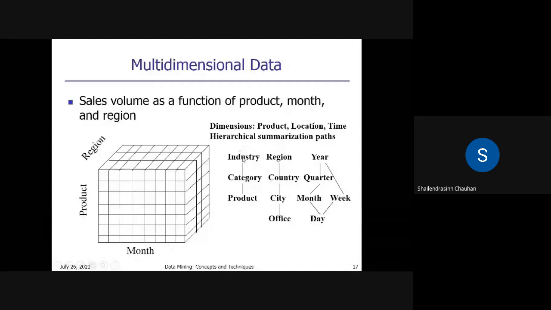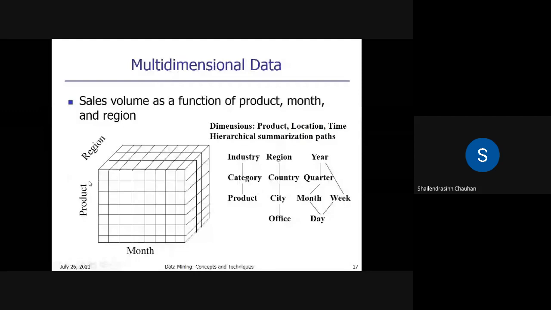Fine. So this hierarchy is for this dimension, product. You can represent this dimension with respect to this hierarchy. For example, if you want to represent with respect to individual products, that is fine. If you want to represent this dimension with respect to category, that is also possible. If you want to represent the same dimension with respect to industry, that is also possible.